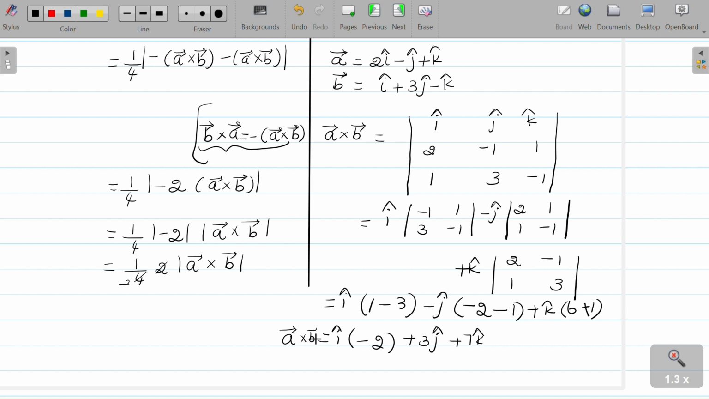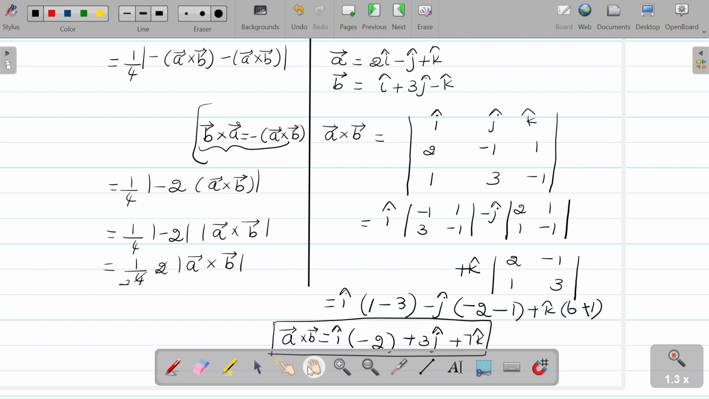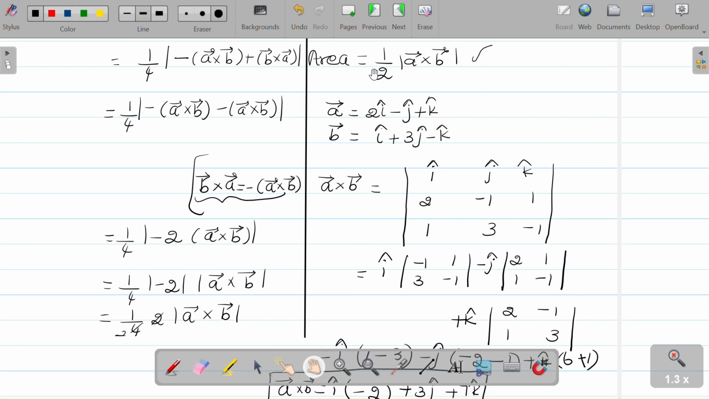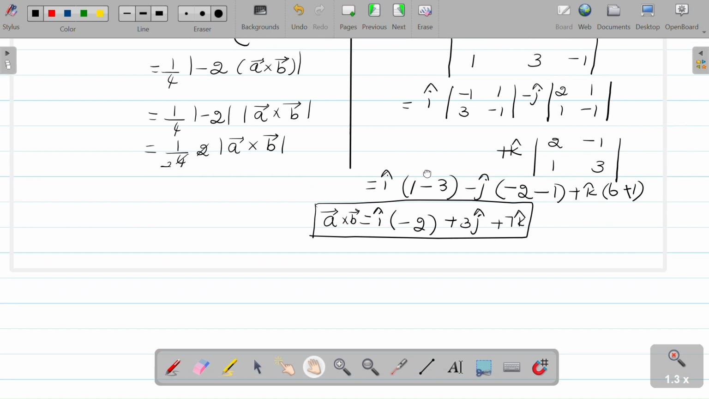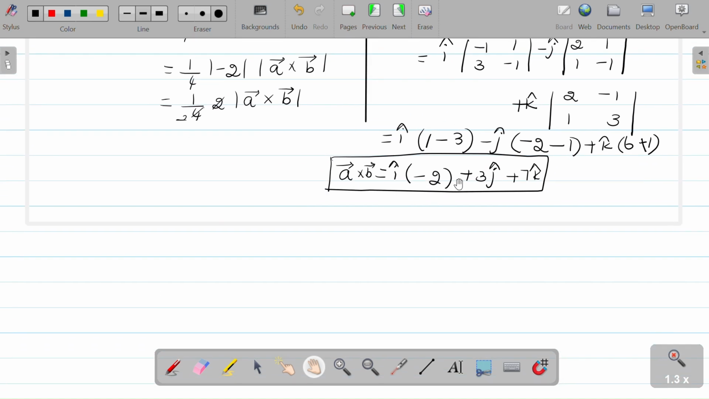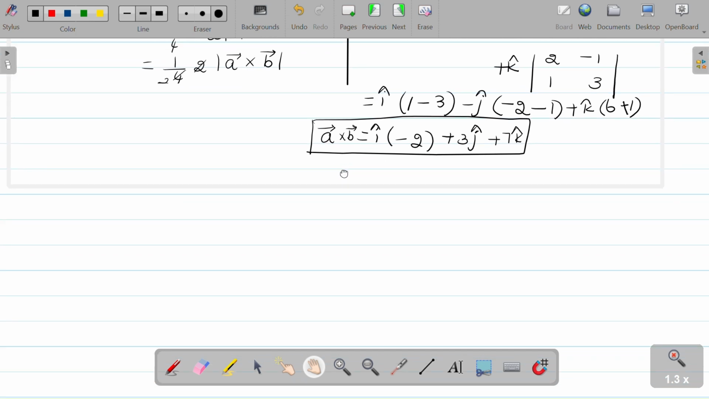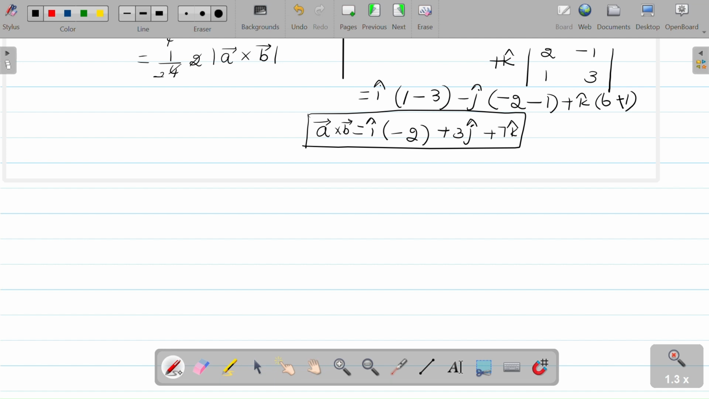To find the area, we have to go to the modulus value of this vector, so that we can find the area. So area is equal to half of modulus of A vector cross B vector. First we have to find the modulus of this vector. To find the modulus, we know how to find a modulus for a vector. We have given that A vector cross B vector equal to minus 2 i cap plus 3 j cap plus 7 k cap.